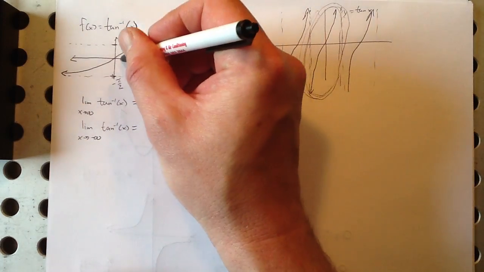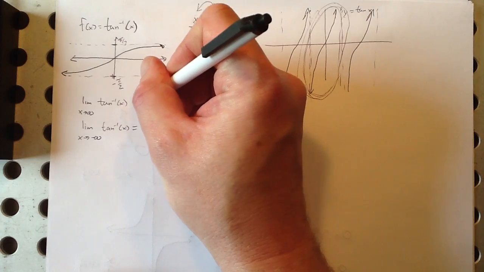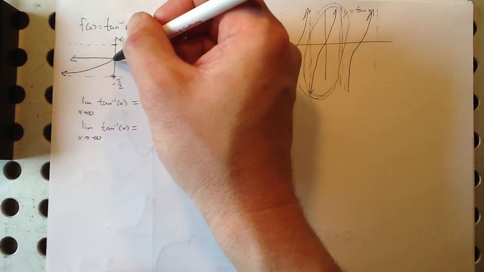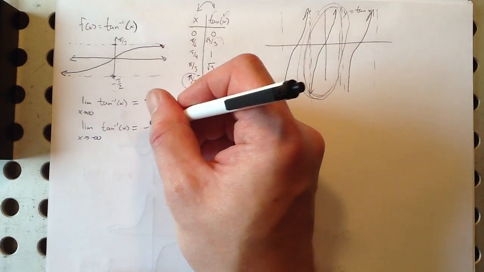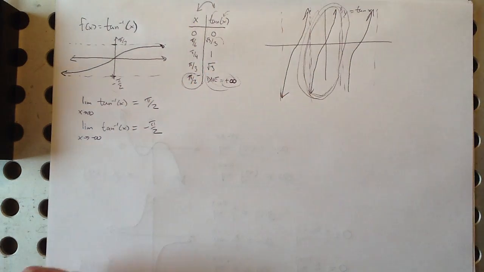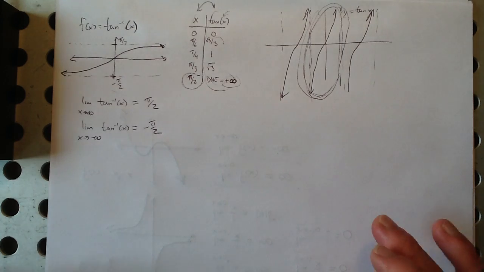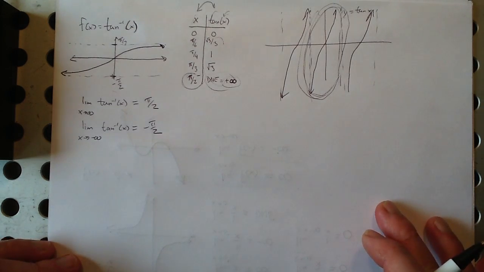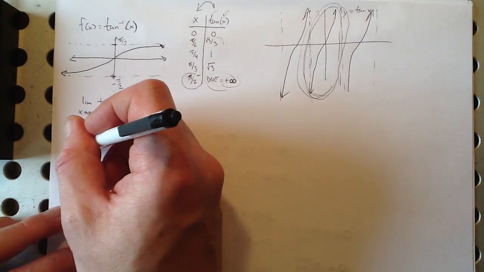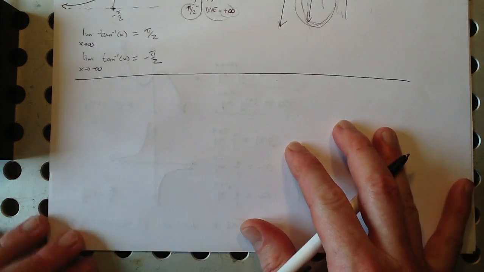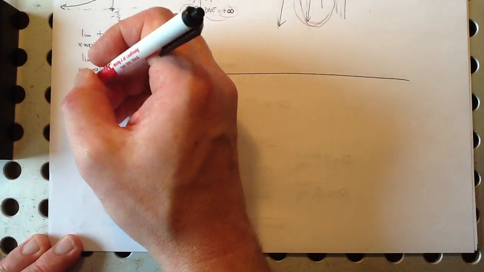Well, as x approaches infinity, that's pi over 2, and as x approaches negative infinity, it's getting closer and closer to negative pi over 2. So there's an interesting function with horizontal asymptotes. And one more. How about this one?